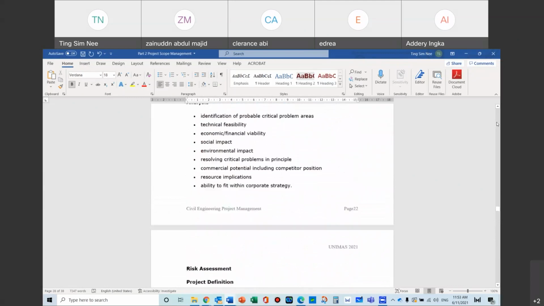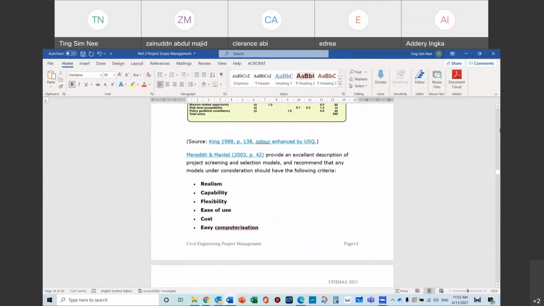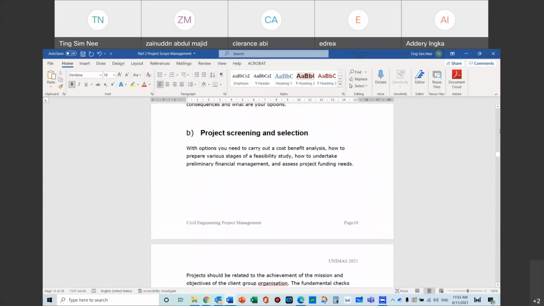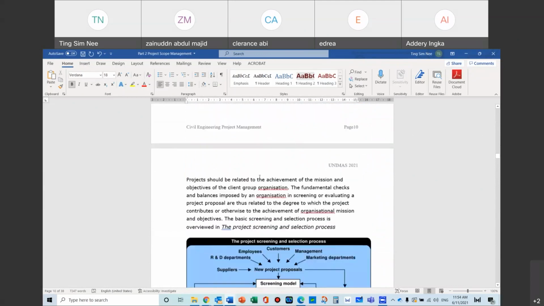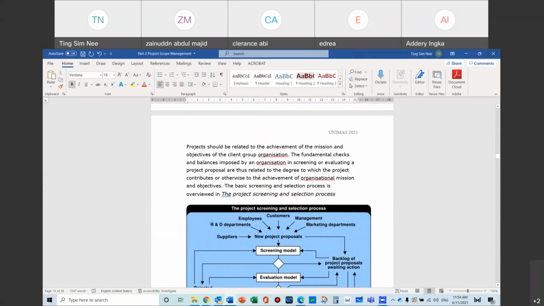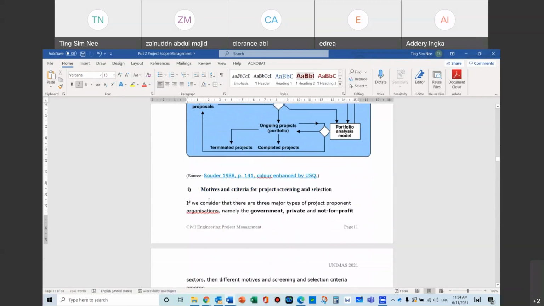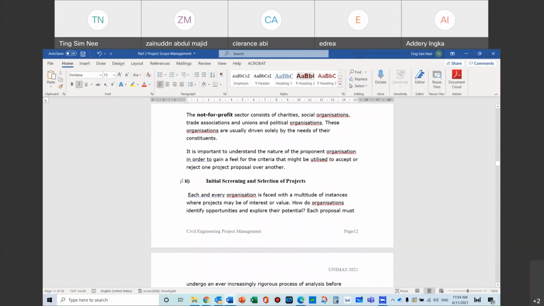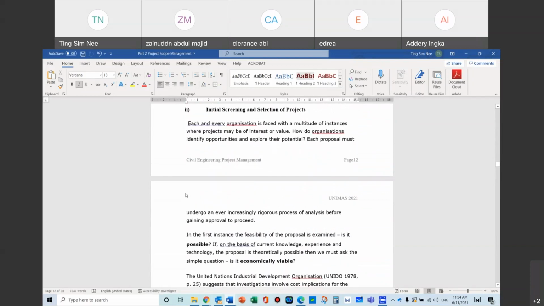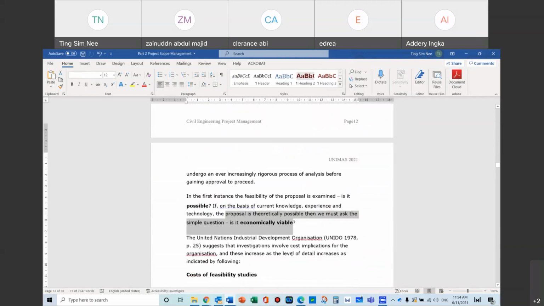So this is what we call a project initial screening. Let me go up. Okay. So this project initial screening, like I said, involves the initial project screening and selection process. So you need to understand why we need to do this. It's all very theory, but this initial screening and selection of projects is the part where we ask ourselves, is it possible? Is it viable? Economically viable?